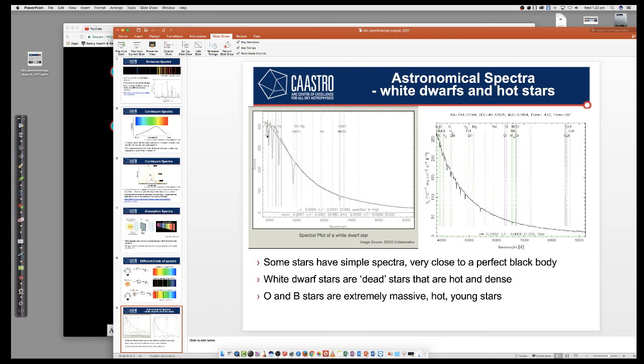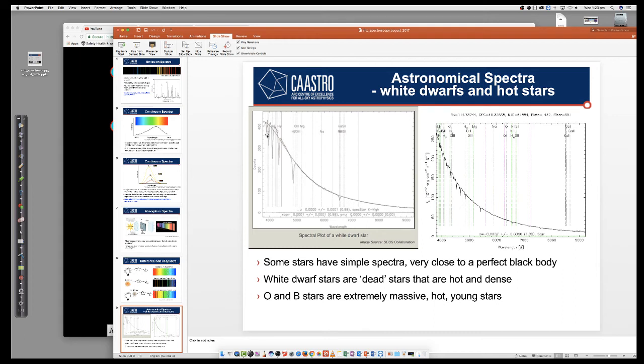They've stopped conducting nuclear fusion, and all they're doing is cooling down and emitting light because they're still very, very hot. This phase can last for billions of years, and they gradually get colder and colder and colder, losing energy until they get so cold they don't really radiate away much light at all, and then we can't see them anymore. But white dwarfs are still relatively hot.